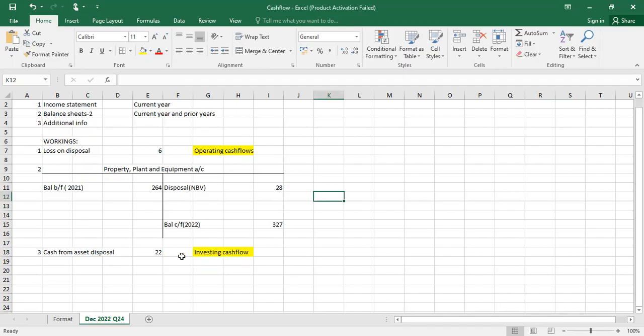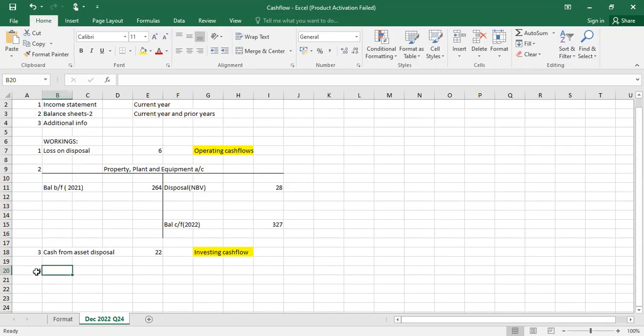All right. So any cash that you receive from asset sale, those are normally investing cash flows. And so later in the statement of cash flow, we'll say that we have cash from disposal 22. Now that is investing. Let me proceed to the fourth thing to note. And the fourth thing to note will be note number 2.